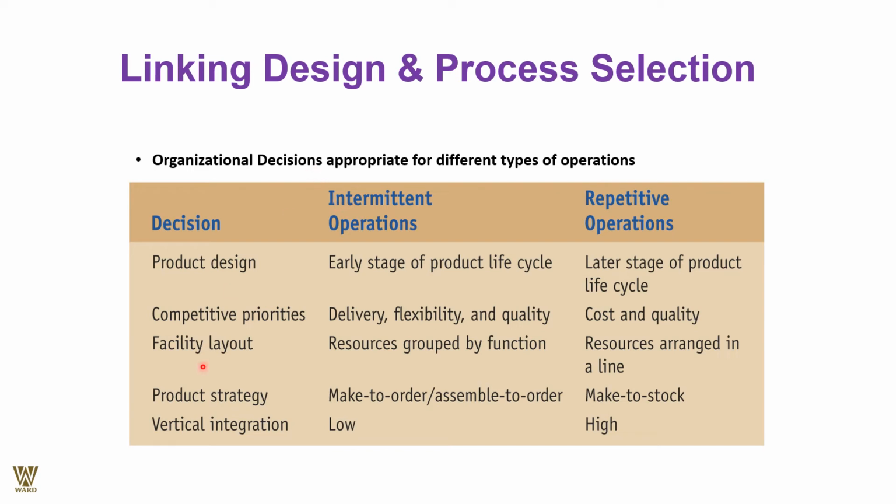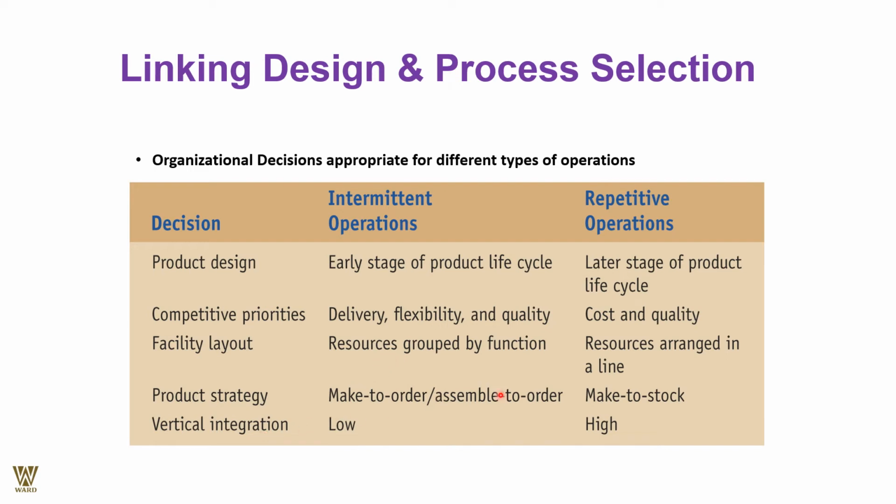For facility layout, we will have the resources grouped by functions, particular groups by functions. In the case of a pizzeria, it might be different. In the case of a tailor shop, it can be different altogether. But in a repetitive operation, they are in a production process. They are always in a line, resources are arranged in a line, and line process takes place.